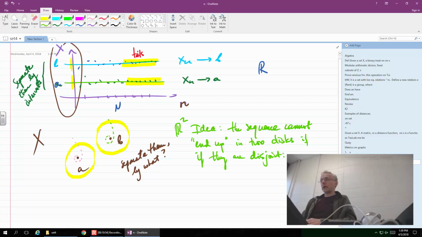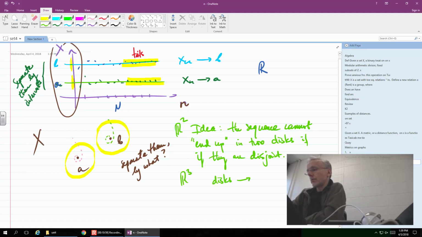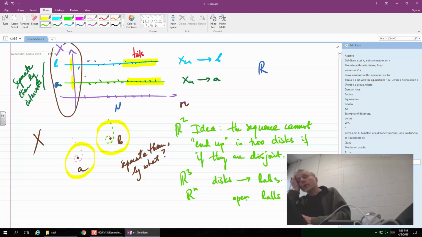So how do we proceed in R3? Well, disks are replaced with balls. That's the language as it develops into Rn. By the way, in Rn we still use the word balls. Remember, open balls especially, from calculus 3? So separating by open balls in dimension 3, it is literally balls that are small enough so they are not overlapping. That idea works out again. But once again, it's just an idea. If you want a proof, you need more than that.